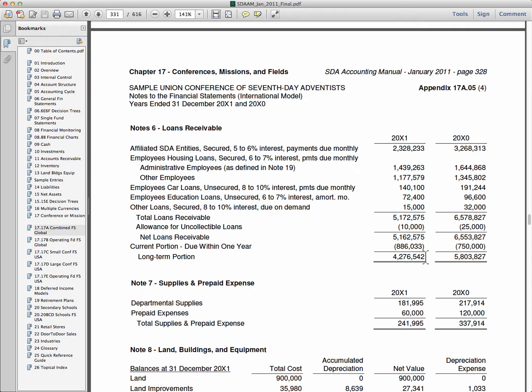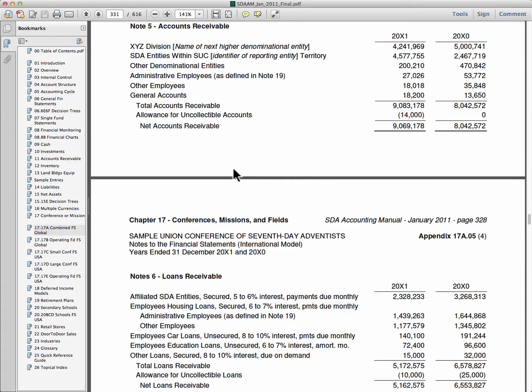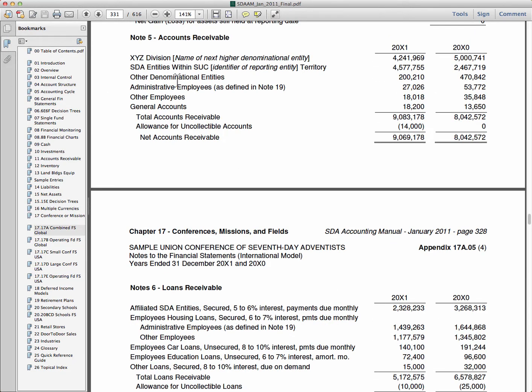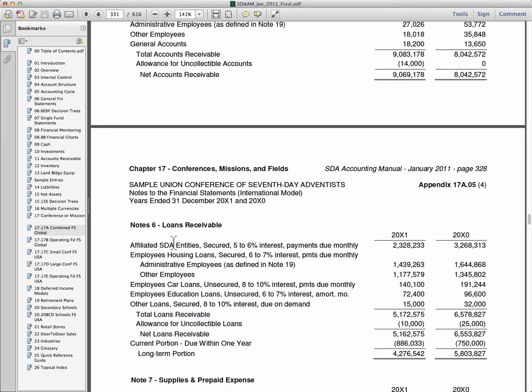But let's just recap this, is that accounts receivable and notes receivable, you have to break them into these categories, and especially troublesome is breaking out administrative employees separately from other employees. That's sort of a new or troublesome concept, and the same thing is true on the loans receivable. And the particularly interesting thing under loan receivables is there has to be disclosure of the terms of the actual loan, whether secured or unsecured, the interest rate, and then the payment terms.